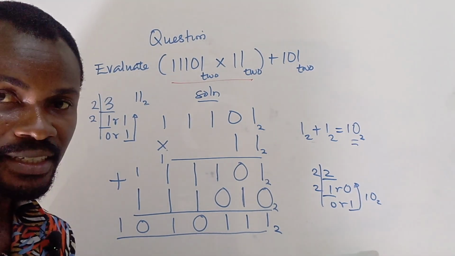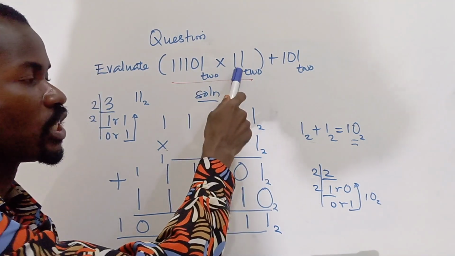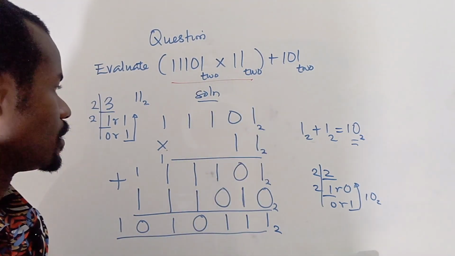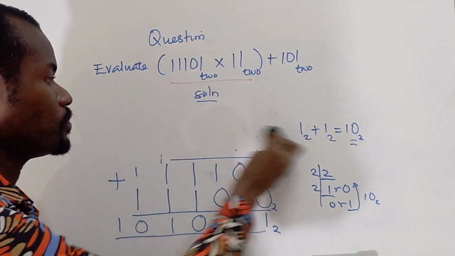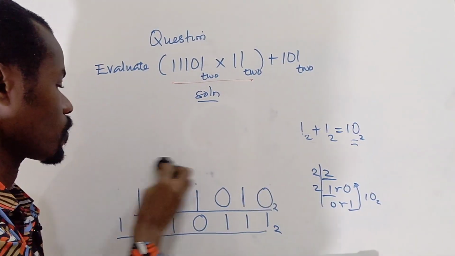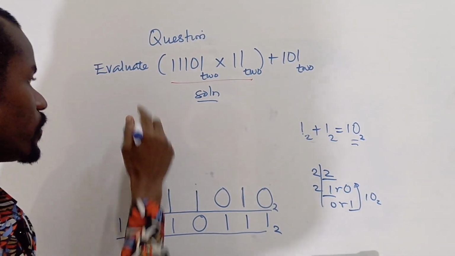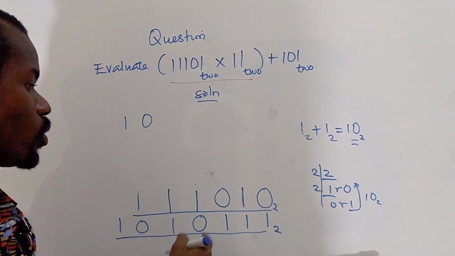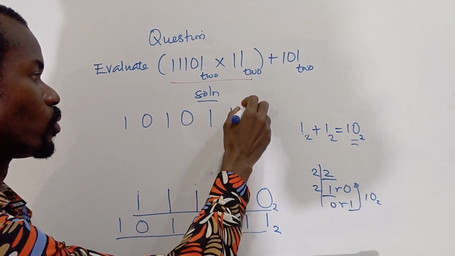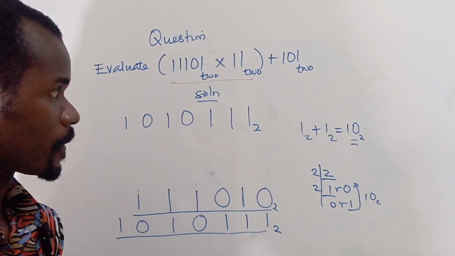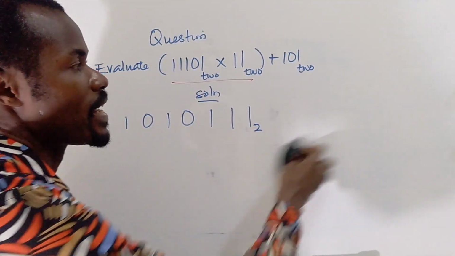Now that we have gotten this, we are not done with the equation, we have just simply done the multiplication. Now we are going to do the addition. So let's do the addition quickly. Now let's bring out our answer. So we have 1, 0. So I have 1, 0, 1, 0, and 1, 1, 1. So we have been able to solve the brackets.